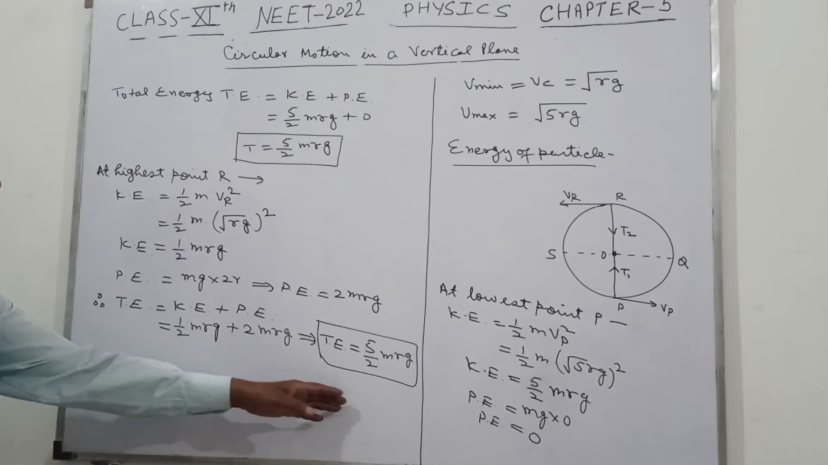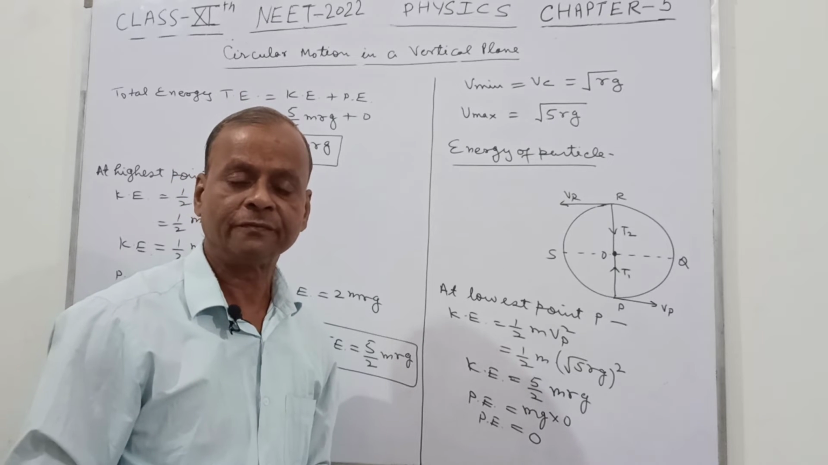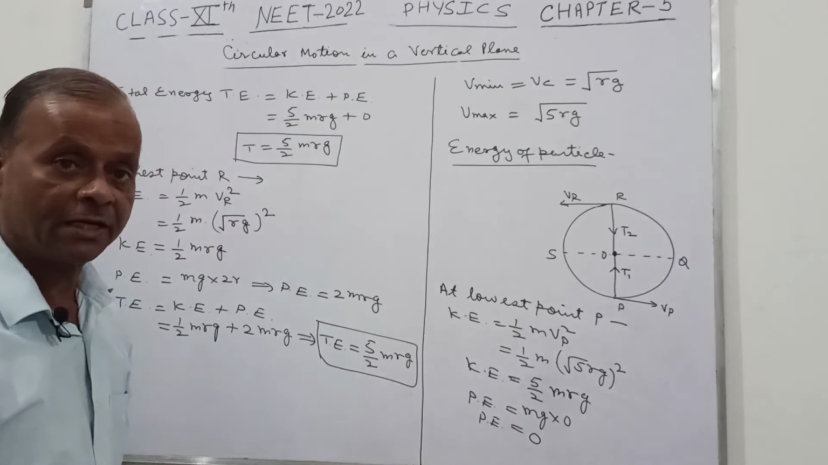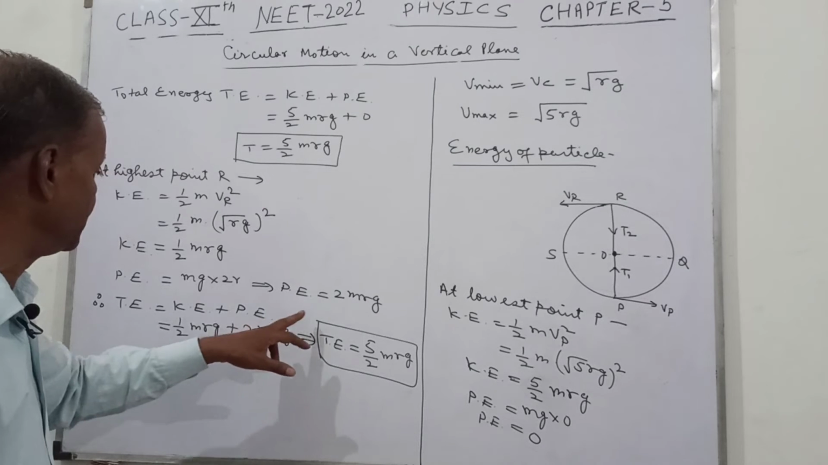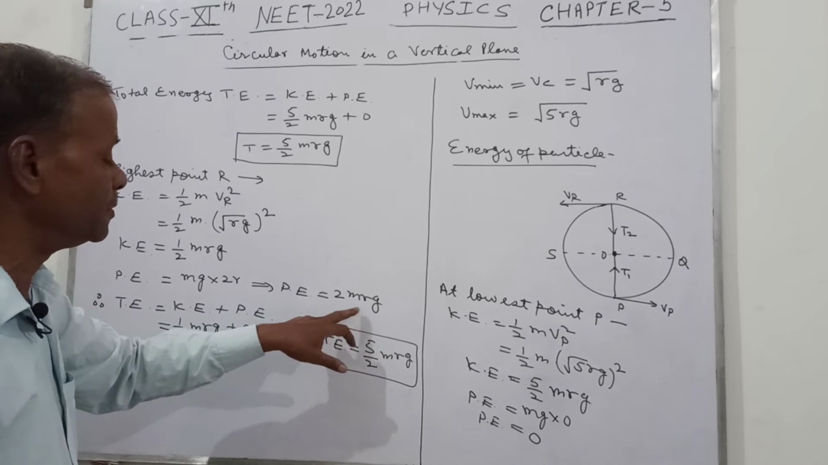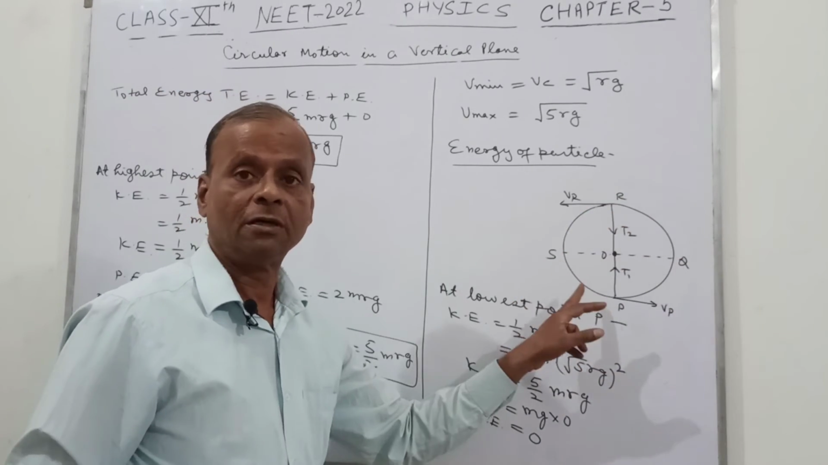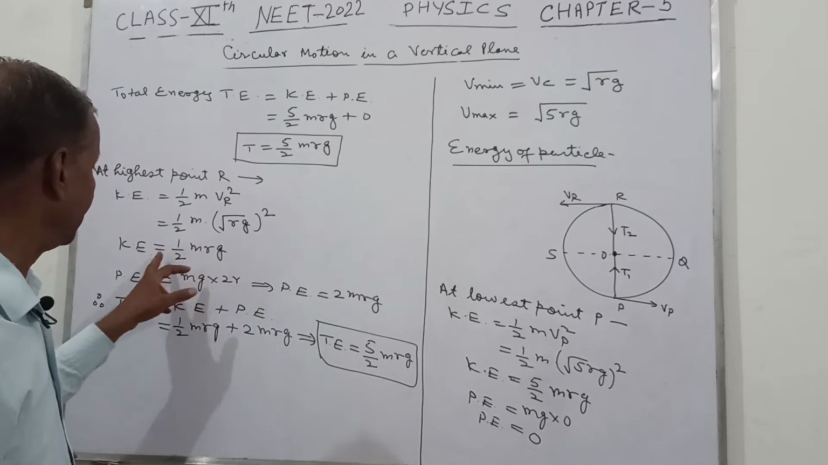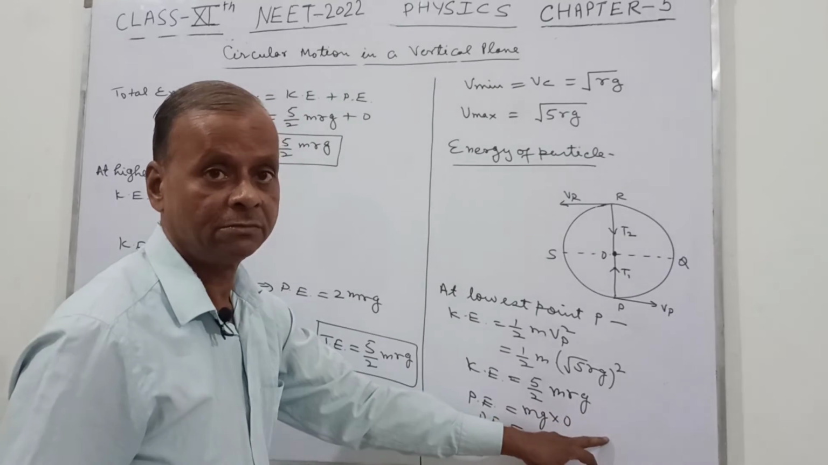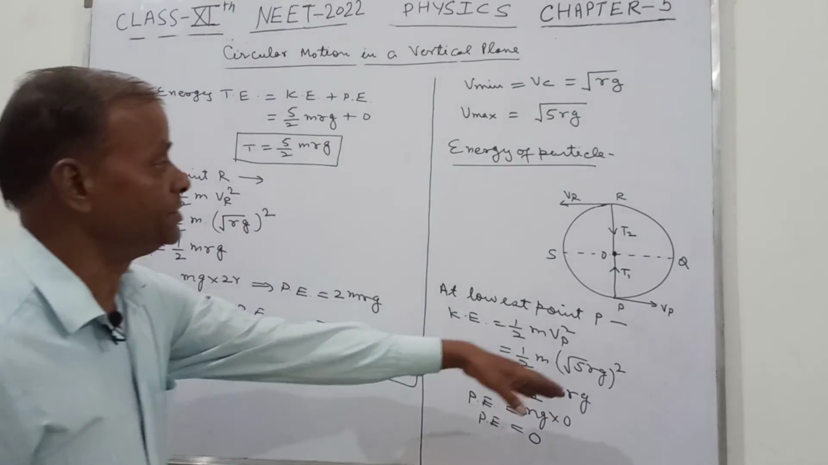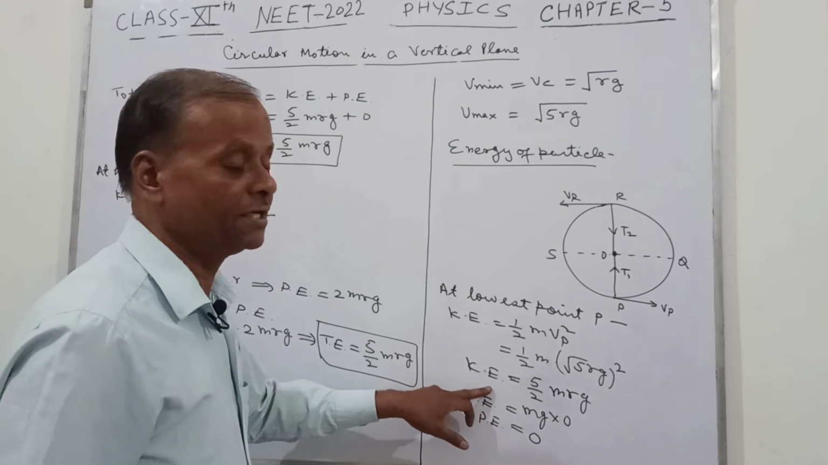It means that total energy at the highest point and lowest point are the same. So it follows the law of conservation of mechanical energy. And you can see that here the potential energy is 0 and here the potential energy is equal to 2 mRg, so this is now maximum. Potential energy increases when the particle goes from lowest point to the highest point. And the kinetic energy here is 1 by 2 mRg, and here this is now 5 by 2 mRg. So kinetic energy decreases. So this kinetic energy is 1/5 of the kinetic energy at the lowest point.